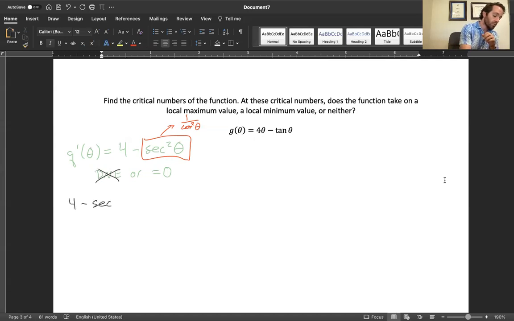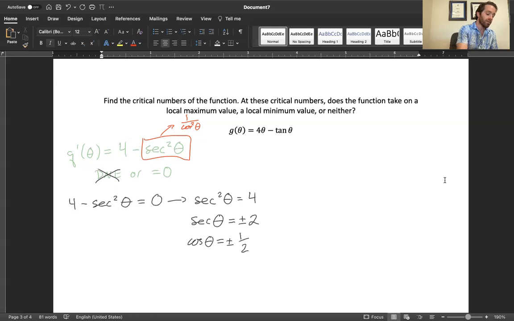4 minus secant squared equals 0 means that secant squared is going to be 4, or secant without the square, secant theta is equal to either positive or -2. Well, it's more visual, more intuitive to get these in terms of sines and cosines. So this really means that cosine equals positive or negative 1/2. Remember your unit circle? Cosine equals positive or negative 1/2 at these points. This is pi over 3, 2 pi over 3, 4 pi over 3, and 5 pi over 3.